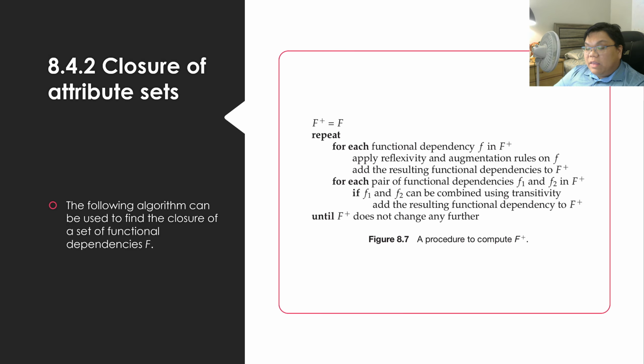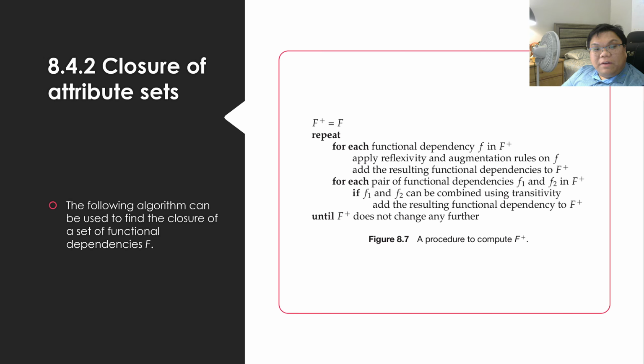So, if we have a set and we want to find the closure of that set, is there an algorithm for that? Oh yeah, there is. It's a pretty complex algorithm though. So we repeat the following 2 loops here. We repeatedly do these 2 for each loops until F+ does not change any further.